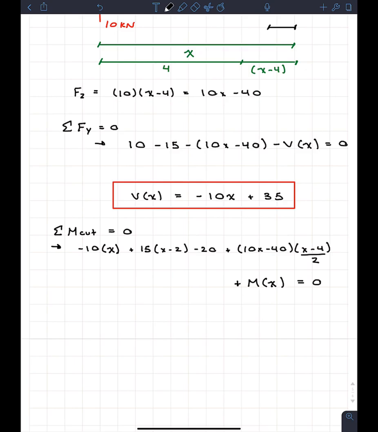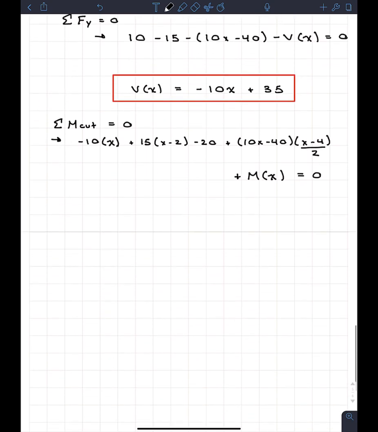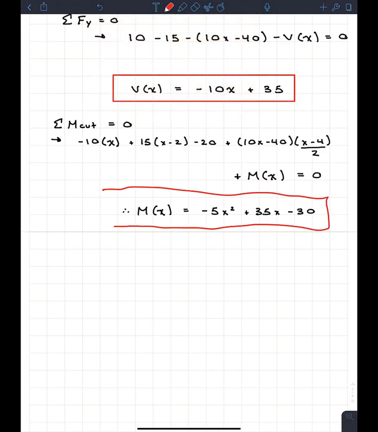If we look here, our only unknown is m of x. So we solve, and therefore m of x is equal to negative 5x squared plus 35x, oops, sorry, minus 30. So 35x minus 30. This is our m of x. We can put a box around it because this is our final answer.